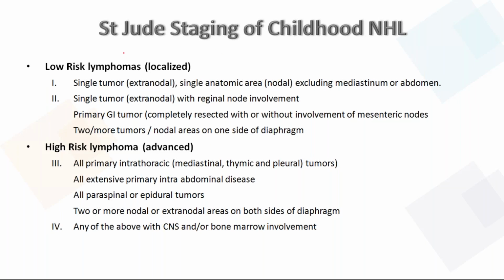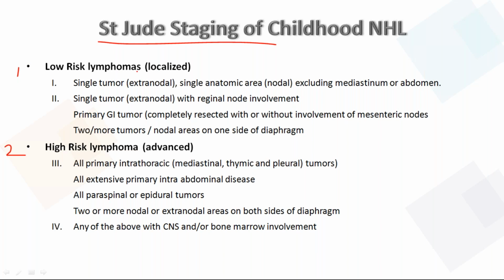So, St. Jude staging. This is also a very familiar classification staging. Apart from your Arbor staging, which is common for all of these, St. Jude's only tells you about the severity, how acute it is. So basically there are two varieties: one is low risk, the second is high risk lymphoma. These are the advanced ones.